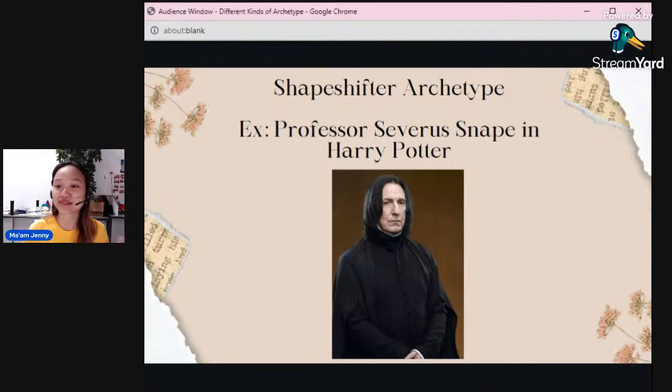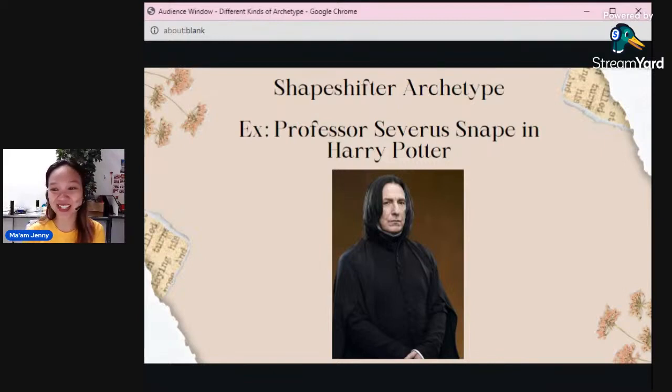You know, like he's a villain. He hates Harry so much, so he lets Harry go through so many different things. Kaya makikita mong kalaban siya. And then by the end, you will actually change your perspective. Like, oh, that's why. Oh, hindi siya kalaban. Oh, mabait pala si Snape. So siya yung shapeshifter doon sa Harry Potter.